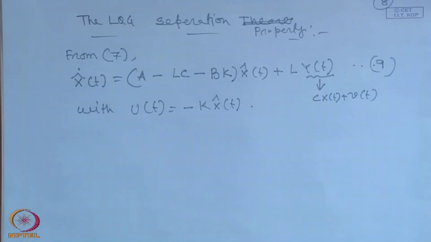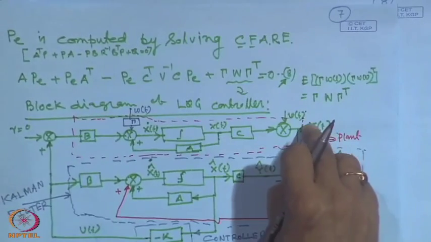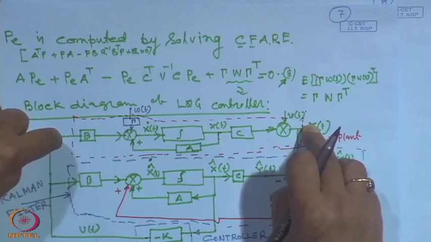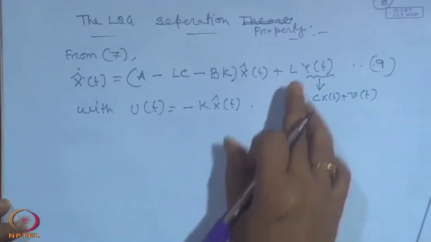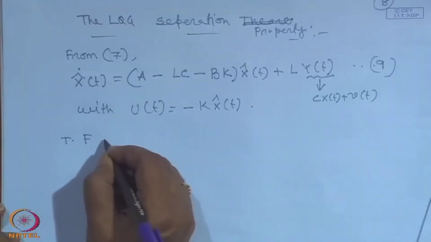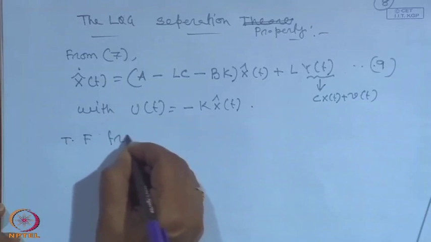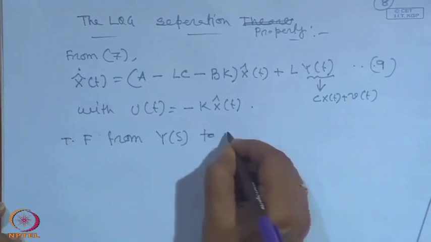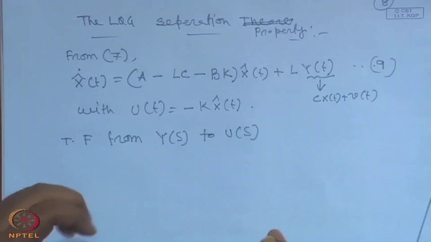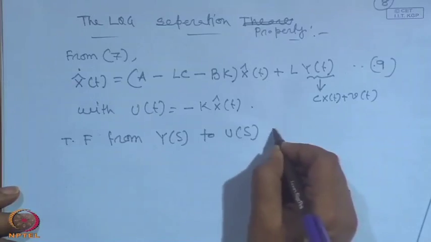Now we will find out the transfer function from y to u. Why are we finding the transfer function? To show that the loop gain of LQG is different from the loop gain of LQR, and that the nice properties of LQR are lost when we are designing an LQG problem. Okay?